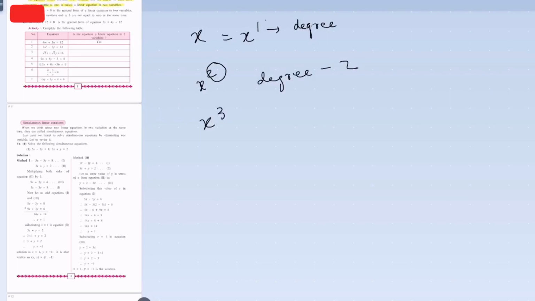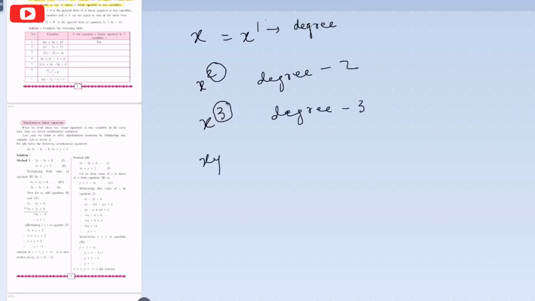Suppose I write the variable name as x. x I can write as x raised to 1. So this power 1 is the degree of x. x square: the power is 2, hence the degree of x square is 2. x cube: the power of x is 3, so the degree of x cube is 3.